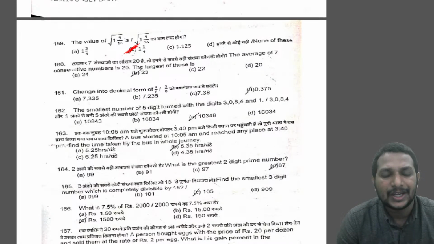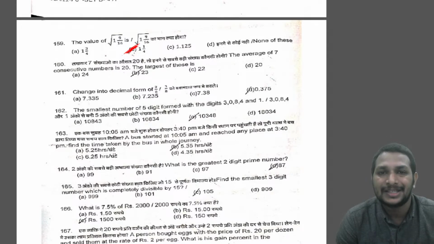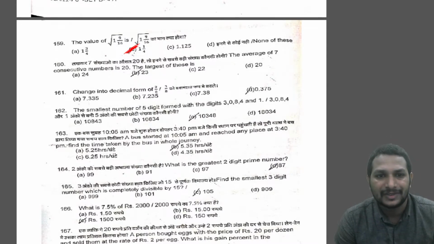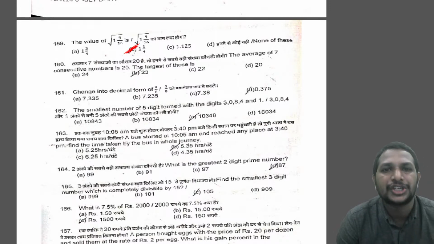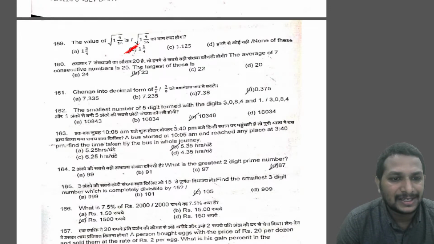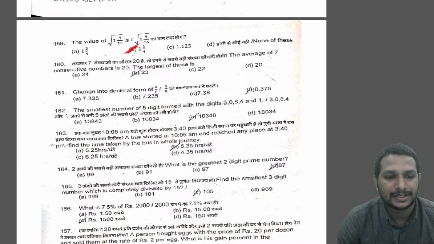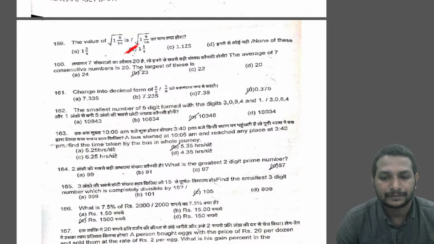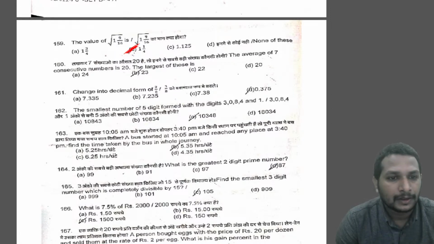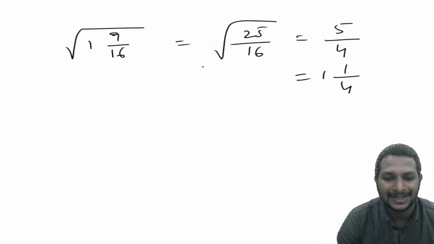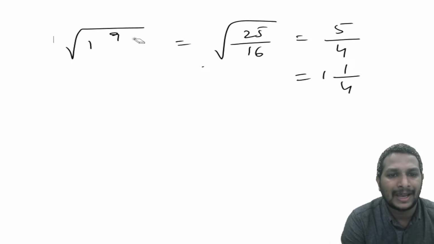The average of 7 consecutive numbers is 20. The largest of these numbers. The average of 7 consecutive numbers is given as 20. We need to find the largest of these numbers. They gave that the numbers are consecutive numbers. So how do we take the consecutive numbers? That is the main question. While taking consecutive numbers, we just need to write it like this.